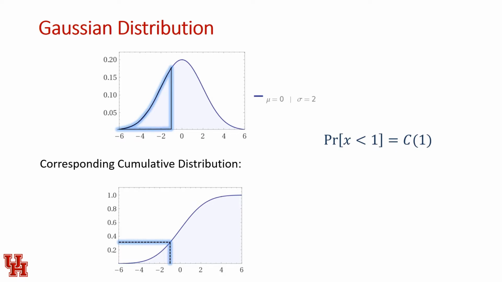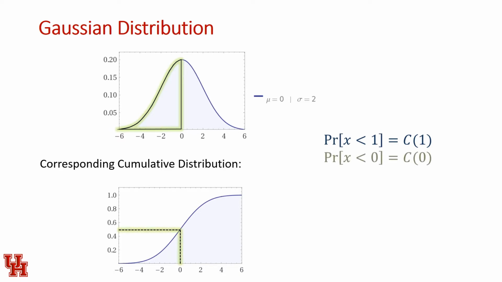And this would tell us that the probability of x taking on some value less than -1 is equal to c at -1. We can do the same thing if we want to know the probability of x taking on a value less than 0. We just look up 0 in the cumulative distribution c in order to read out the corresponding probability.